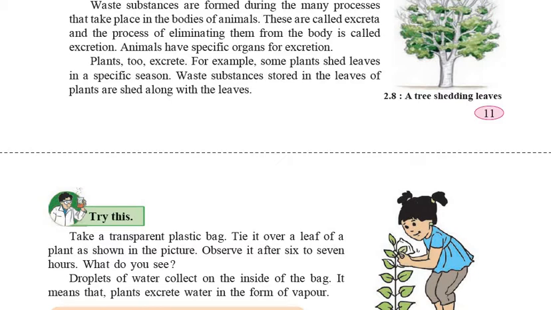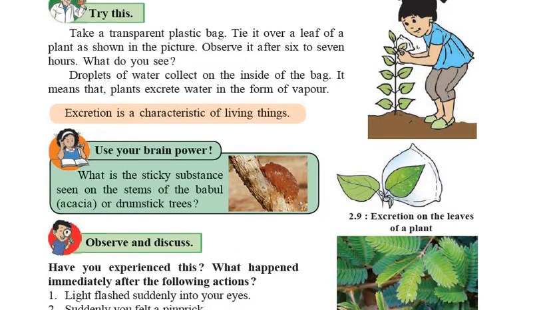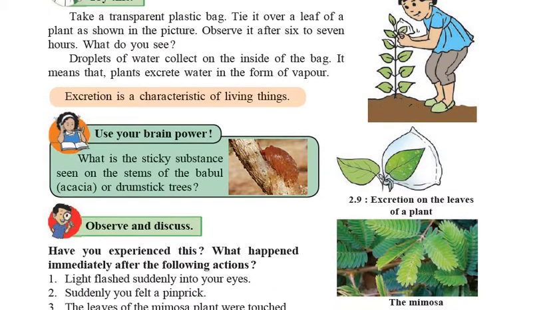Try this. Take a transparent plastic bag. Tie it over a leaf of a plant as shown in the picture. Observe it after 6 to 7 hours. What do you see? Droplets of water collect on the inside of the bag. It means that plants excrete water in the form of vapor. Excretion is a characteristic of living things. What is the sticky substance seen on the stems of babul or acacia or drumstick trees?